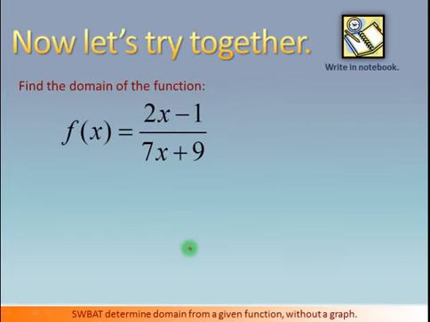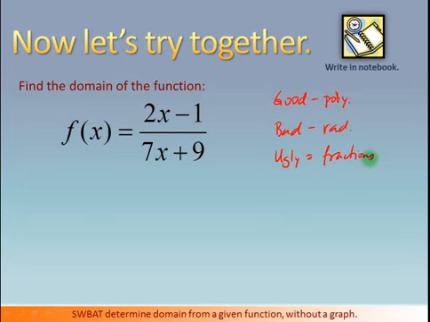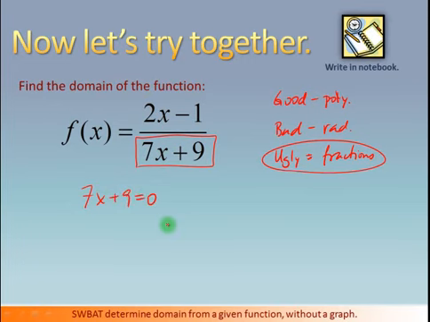Find the domain again. First step is to identify it. Again, we have the good kind is the polynomials. The bad is the radicals or rad, and the ugly kind of functions are fractions. So on this one, it's a fraction, so we have this guy. So for fractions, we're going to identify the denominator, and since we cannot divide by 0, we want to figure out what value for x makes the denominator 0. So we're going to solve this, set it equal to 0, solve it.